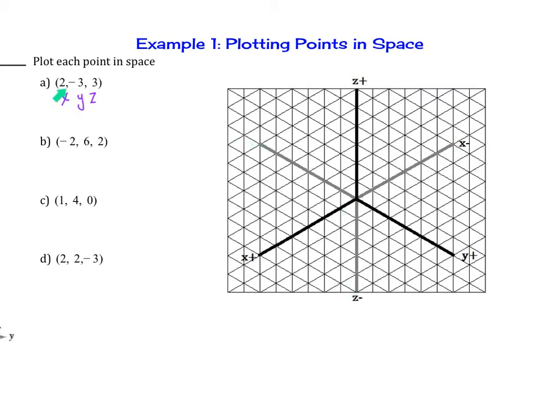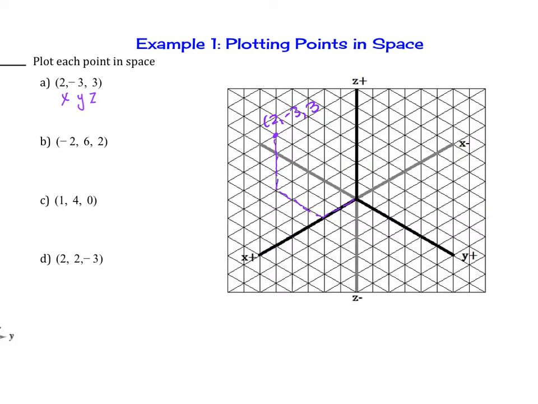So we're going to plot 2, -3, and 3. So 2 on the positive x goes up 2 here. Then we go -3 for our y value. So we're going 1, 2, 3 here. Then we go positive 3 up, so that's 1, 2, 3. So this point here is 2, -3, 3.